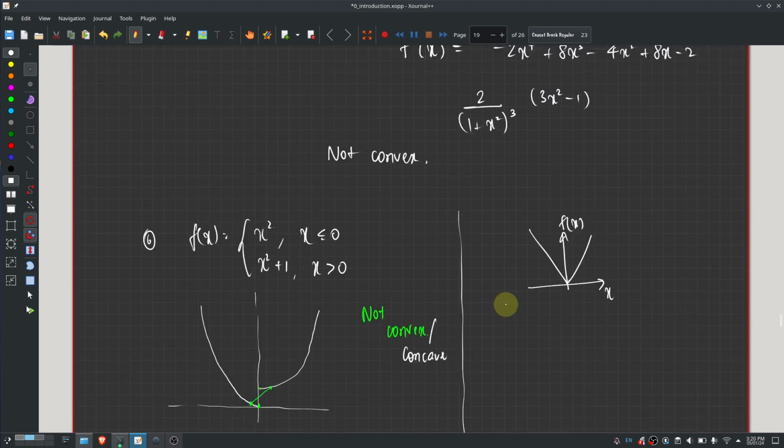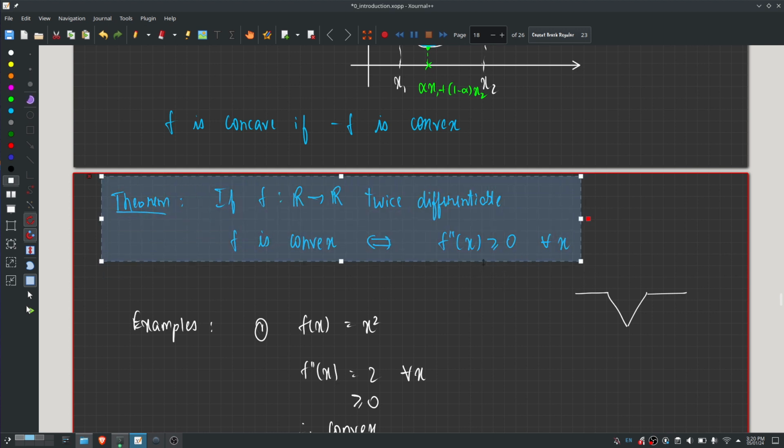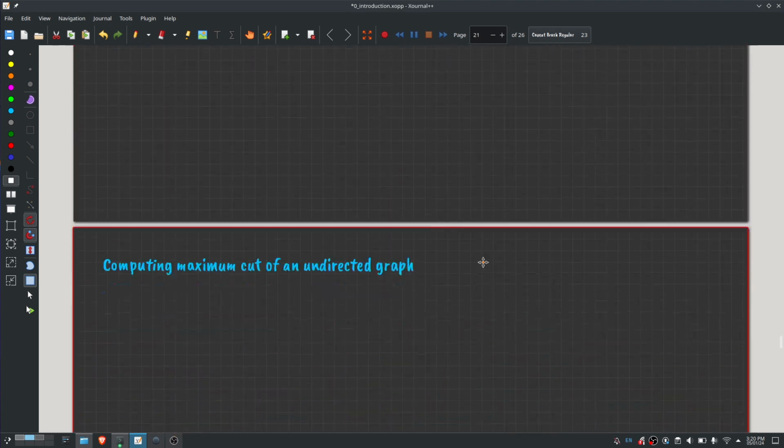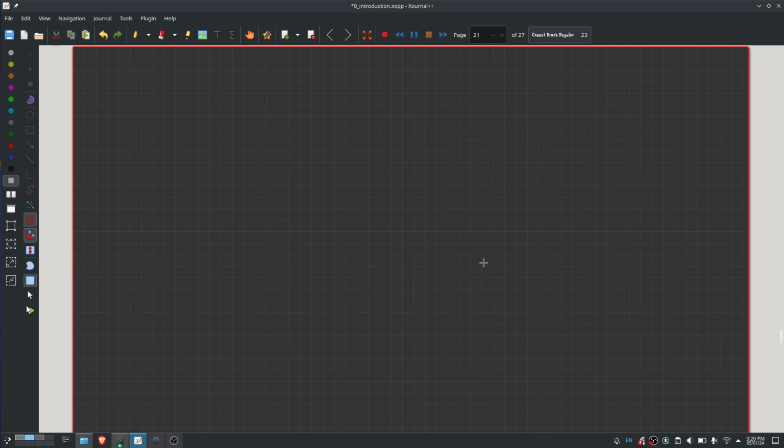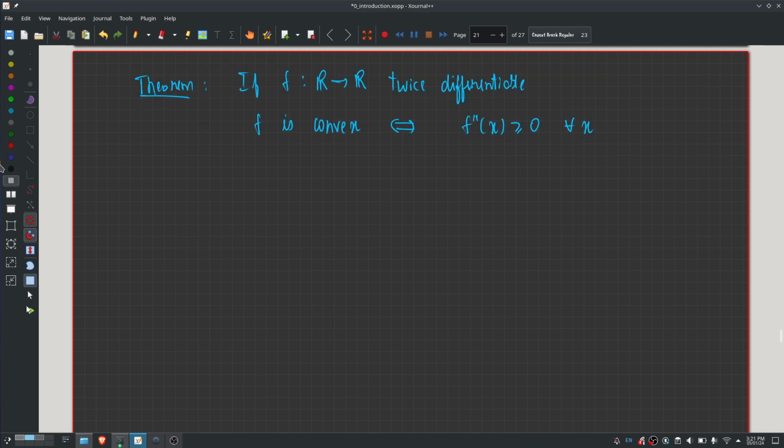So let's go back to the equivalence result between convexity and the second derivative being always greater than or equal to 0. Remember we have two things to show. We have to first show that if f is convex, then the second derivative is always greater than or equal to 0. Second thing is, if the second derivative is greater than or equal to 0, then f is convex. It's an if and only if condition.